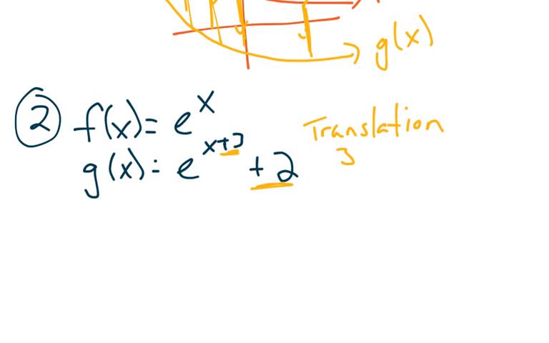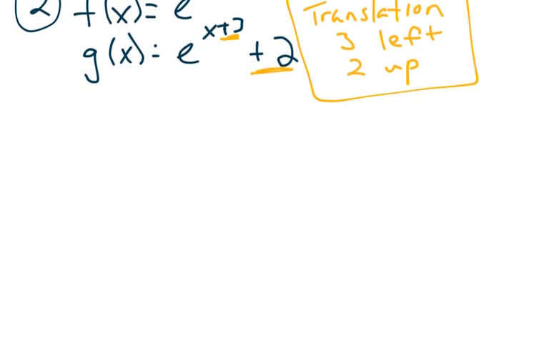We're going to go 3 units and 2 units. The plus 2 on the end is the vertical side of it, so that would be up. The 3, remember with horizontal translations it's always backwards. Normally we think plus 3 would be 3 units to the right on the number line, but with translations it's backwards. That's actually going to be 3 units to the left. So there's our transformation: a translation 3 units left and 2 units up.